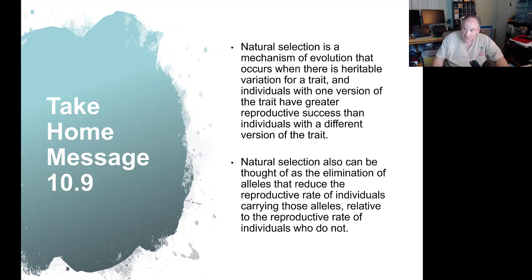So natural selection is the mechanism of evolution that occurs when you inherit a particular trait, and it's predictable. If you satisfy those three conditions that Darwin had observed, then you know that is pretty much what's going to happen with natural selection. So it is based on everything we've talked about: the elimination of alleles that reduce reproductive success, based on the reproductive rate of the individuals carrying those alleles compared to those who do not.